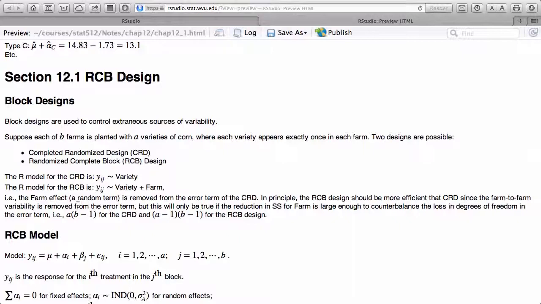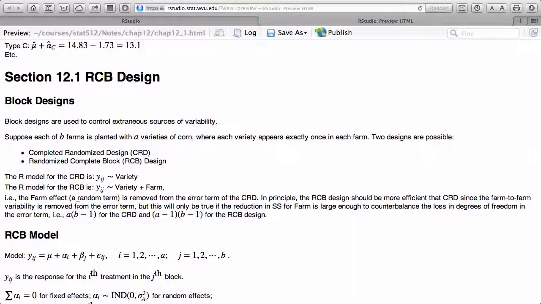So for the classical block design, randomized complete block, or RCB, we're going to have each treatment appearing only once within each block. Or in this case, each variety would appear only once. So you would have one field of the first variety, another field in the same farm of the second variety, and so forth. But only one. Now, you could break that rule, but typically we do it that way.